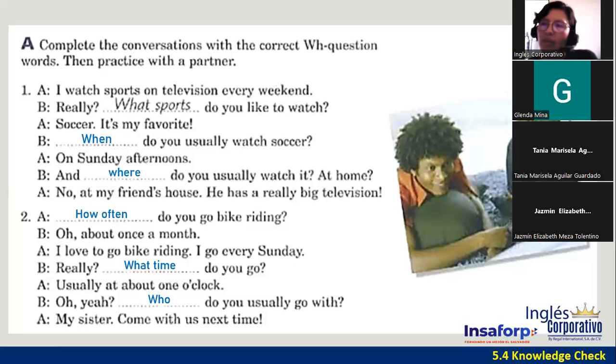I watch sports on television every weekend. Really? What sports do you like to watch? Soccer. It's my favorite. And when do you usually watch soccer? On Sunday afternoons. And where do you usually watch it? At home? No, at my friend's house. He has a really big television.